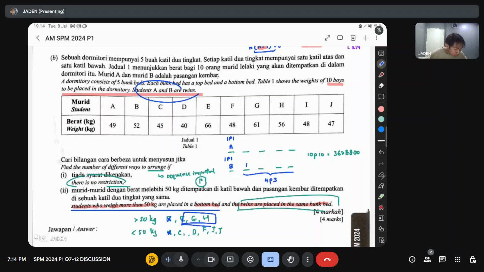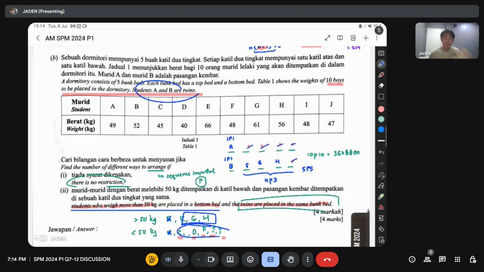Assuming E, G, H is now placed with their position already, how many slots do you have left? 1, 2, 3, 4, 5, right? How many students do you have to place? 1, 2, 3, 4, 5. So that means for these 5 students, I have to arrange them into the remaining 5 beds.